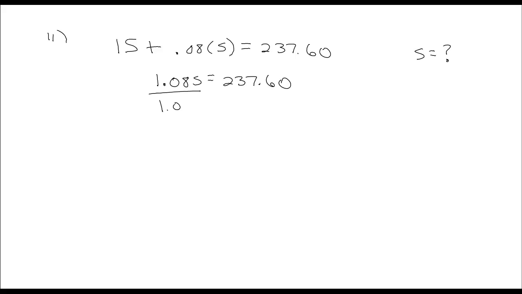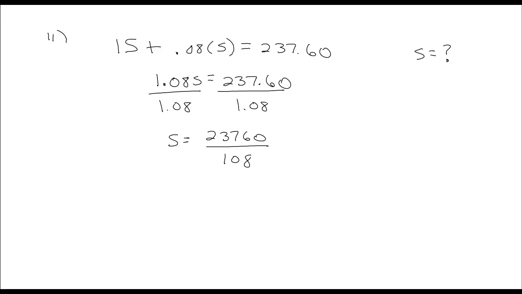Divide both sides by 1.08, so S is equal to, now here, you can think of it as multiplying top and bottom by 100. That'll help get rid of the decimals. Alright, and now you could throw this in a calculator.